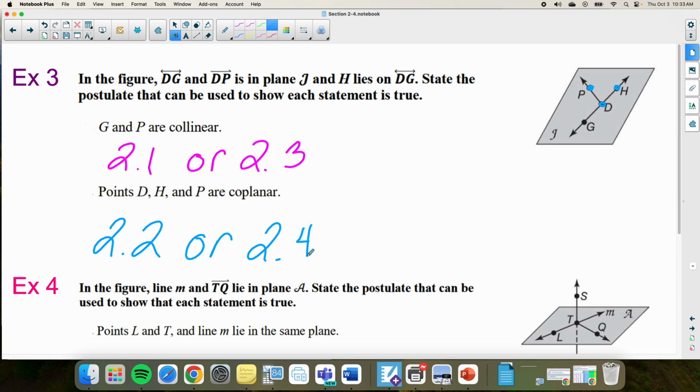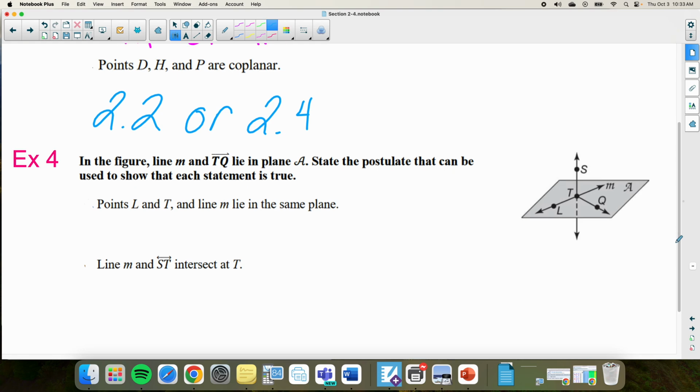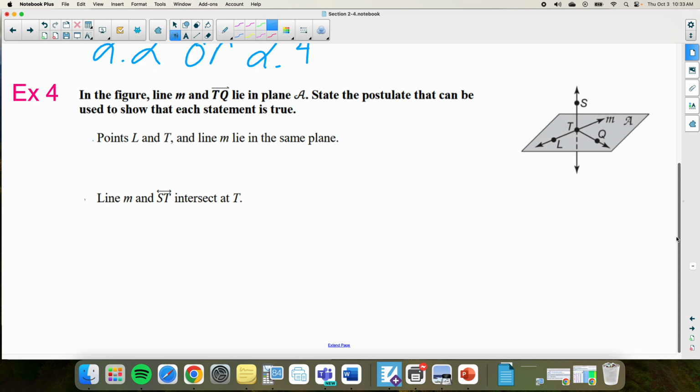Okay? So I might say, S, T, and Q, you could draw a plane through S, T, and Q. True or false? True. I might say, since T and L are in plane A, line M is also in plane A. True, right? Okay. So that's more what it would be like.